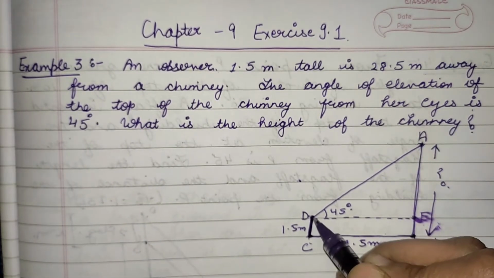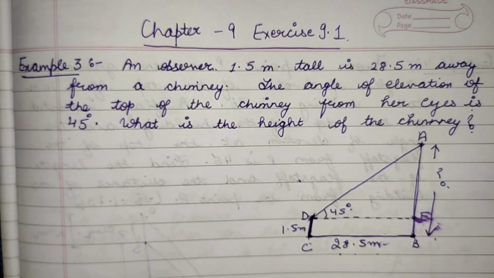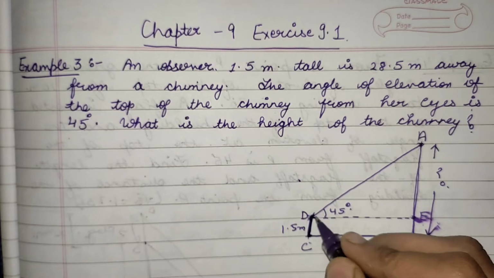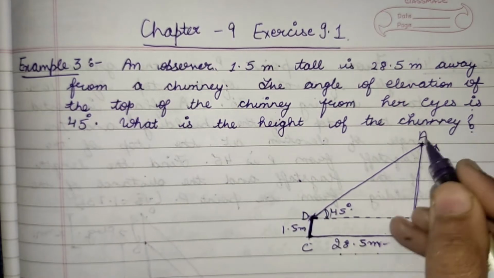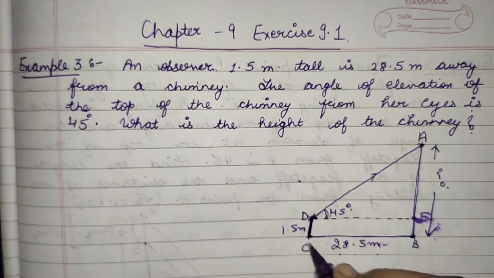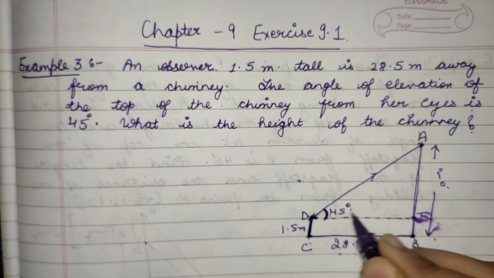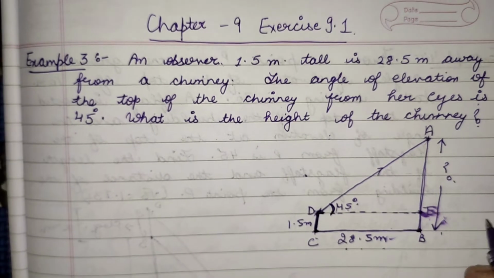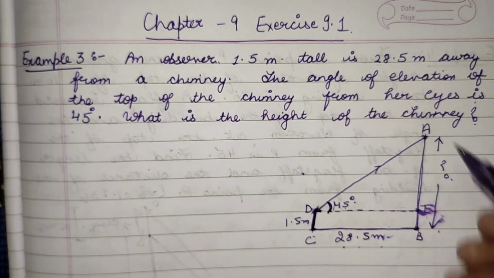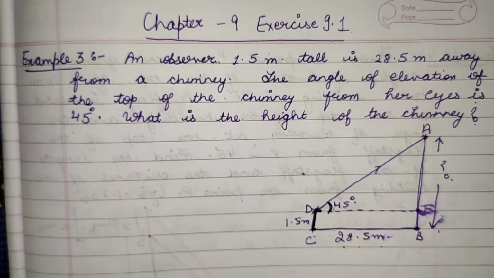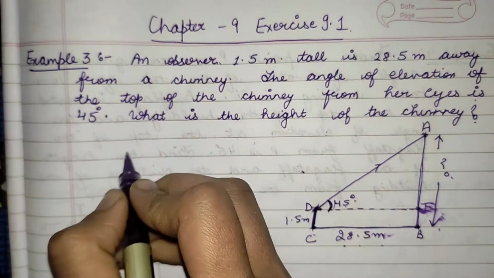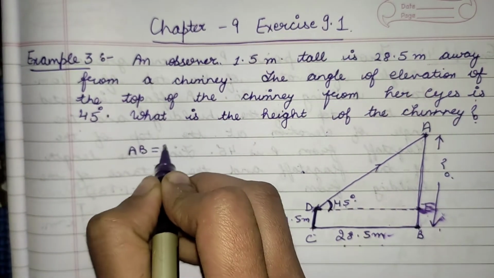So this is the observer. If the height is this much, then obviously the angle of elevation will be from the top of the observer. Angle of elevation means the angle which is upside with the horizontal. This will be 45 degree. So we have to find out what is the height of the chimney. This AB we have to find out.